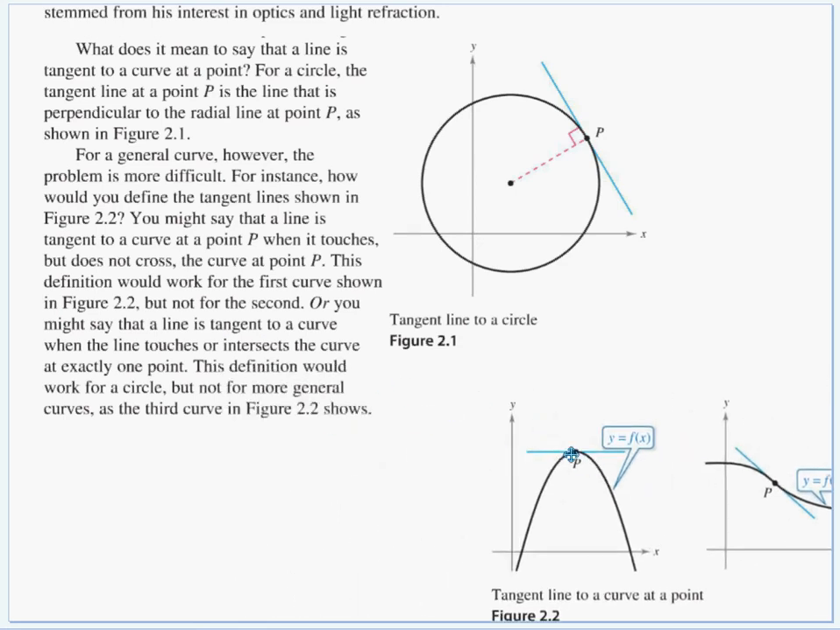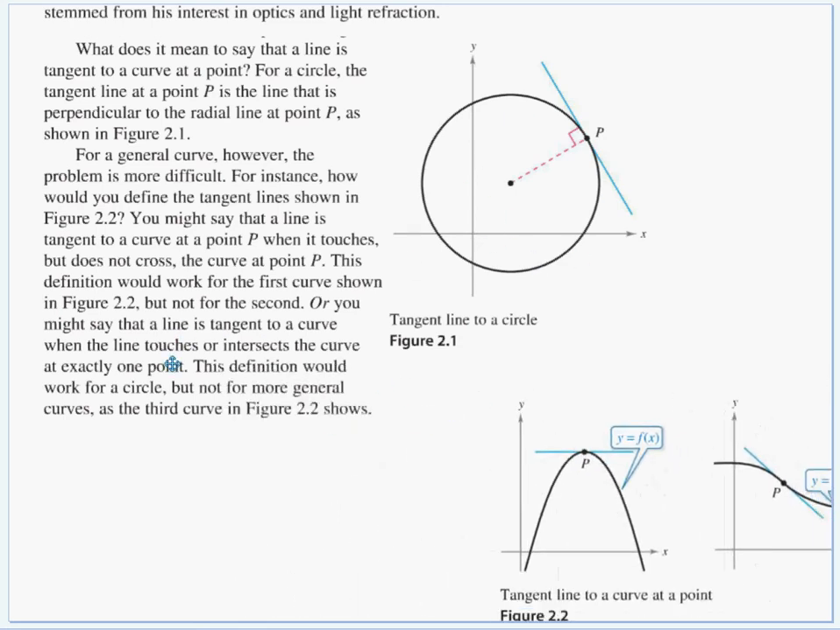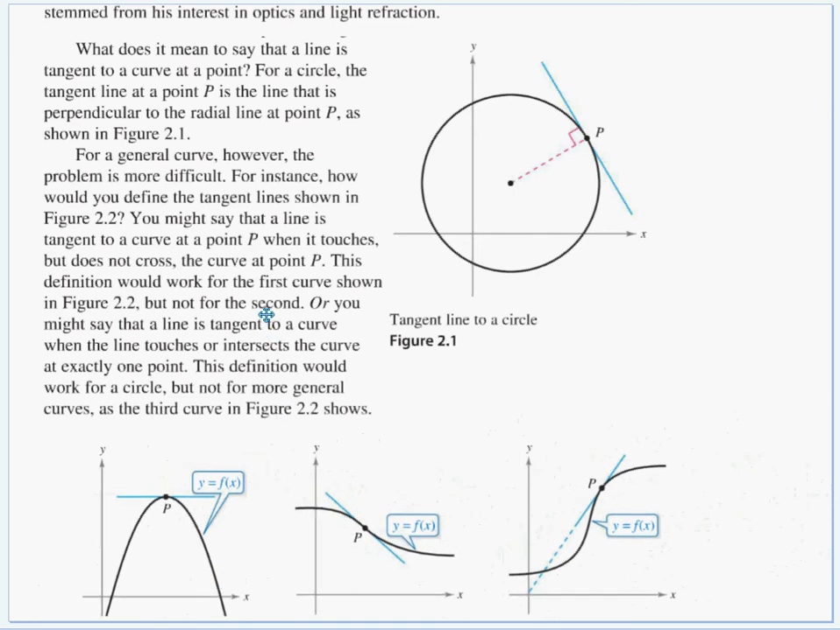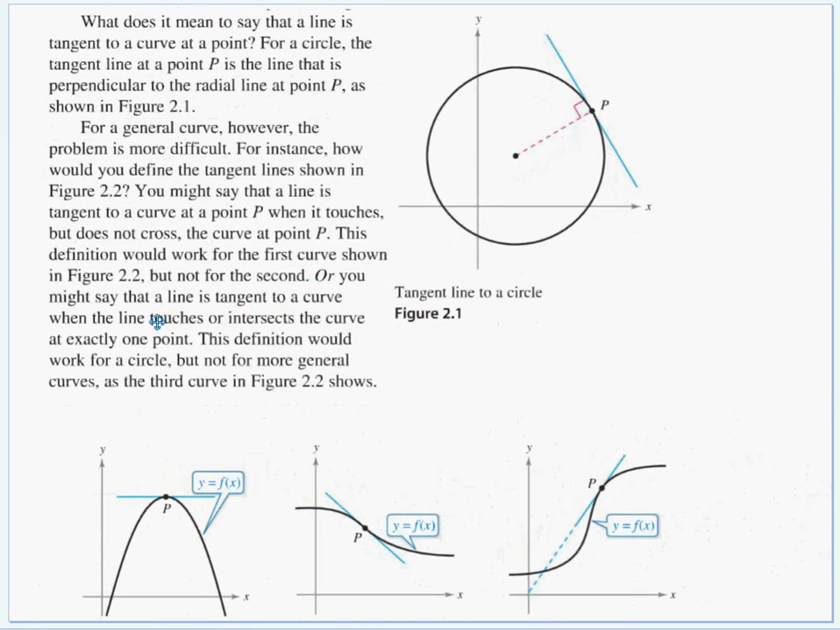So for general curves, it's not as simple as a circle, because a circle has a set curvature. You might say that a line is tangent to a curve at point P when it touches but does not cross the curve at P. That would work for the first curve shown here, but not for the second, because we already showed that one. Let me pull it out here a little farther, that one right there. Or you could say that the line is tangent to a curve when the line touches or intersects the curve at exactly one point. This definition would work for a circle, but not for more general curves.